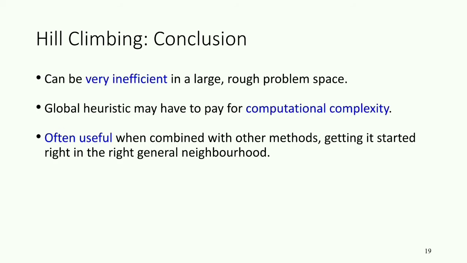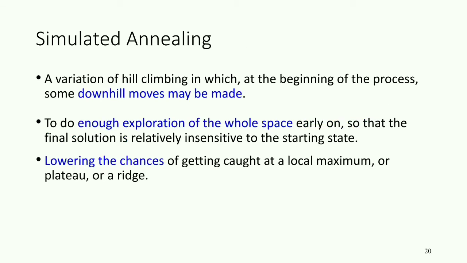Hill climbing is a local method that decides what to do next by looking only at the immediate consequences of its choice. Global information might be encoded in a heuristic function. So we can conclude that it can be very inefficient in a large rough problem space. Global heuristics may have to pay for computational complexity, and hill climbing is often useful when combined with other methods, getting it started in the right general neighborhood.